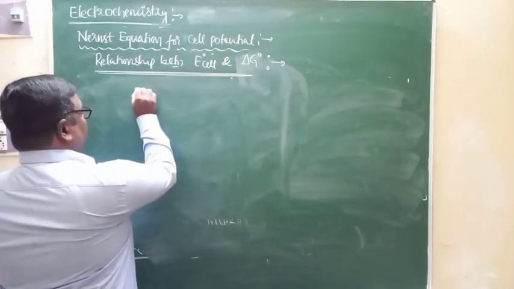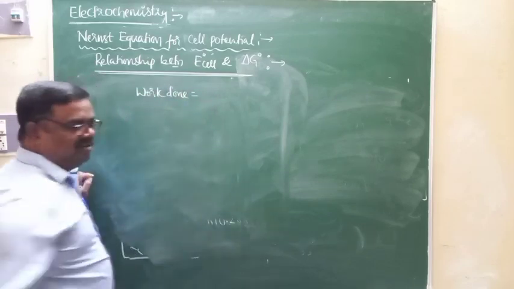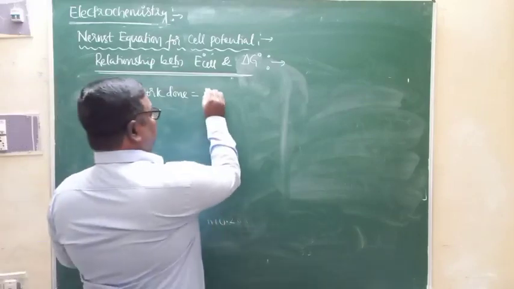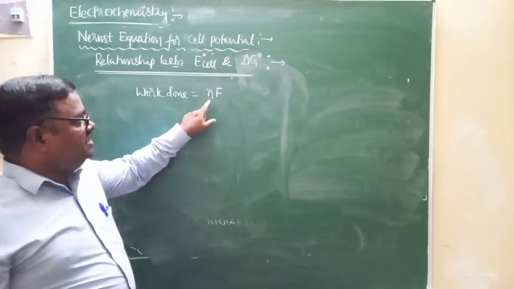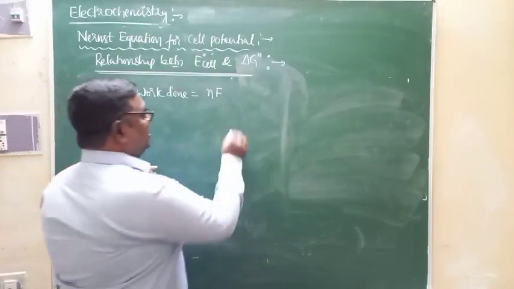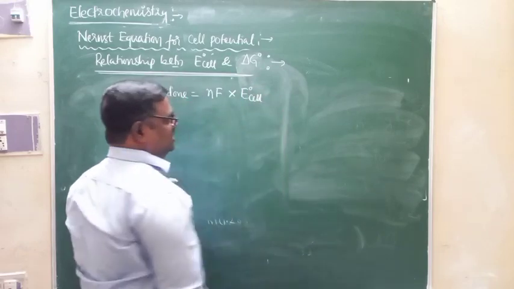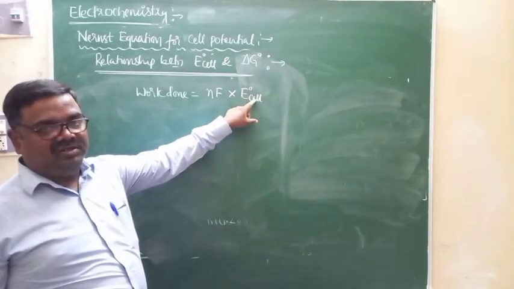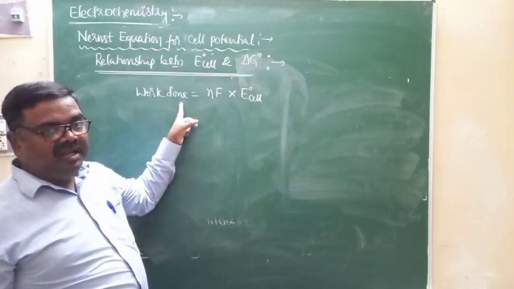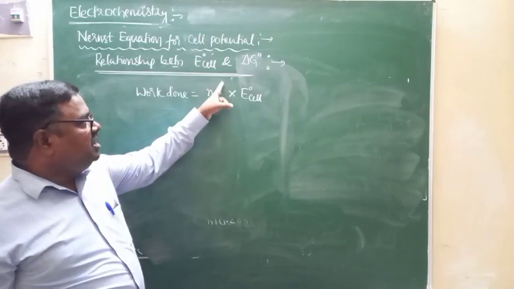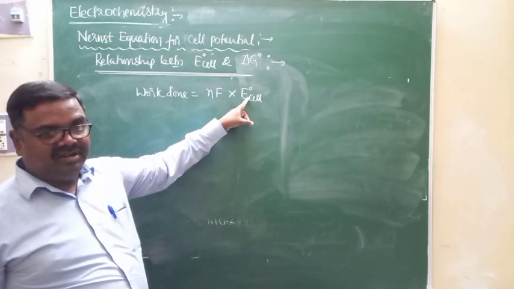The amount of work done in the Daniell cell is equal to the quantity of electricity produced, given by nF, into E naught, that is the standard cell potential, the potential difference between two electrode systems under standard conditions. That is, the amount of work done in any galvanic cell is the quantity of electricity produced into the potential difference, that is E naught of cell.